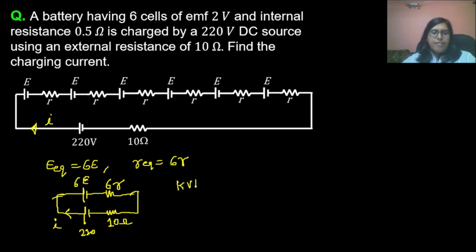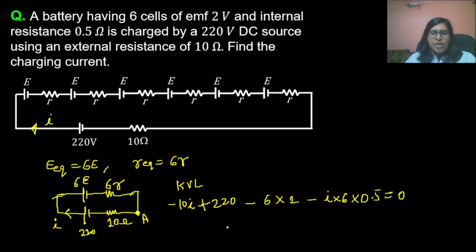So now if we apply KVL in this circuit, starting from here, it becomes minus 10 into I plus 220 volt minus 6E. The value of E is given as 2 volt, and minus 6R into I, so I into 6 into R, where R is given as 0.5 ohm. So from here you can find the charging current.